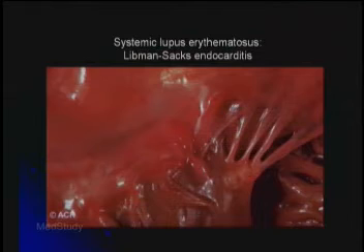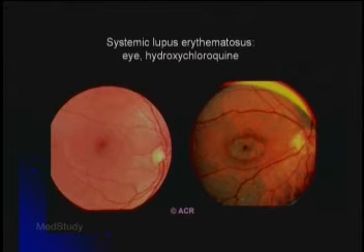Other involvement by lupus, other than joints and skin and renal and brain, is cardiac, most often pericarditis, pericardial effusion, but you can get what are called Libman-Sacks endocarditis, which is a verrucous endocarditis, sometimes associated with antiphospholipid antibodies. You can get eye involvement.